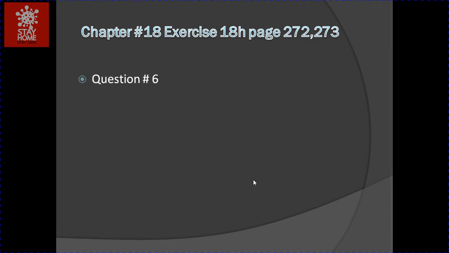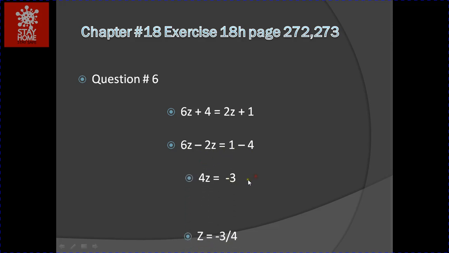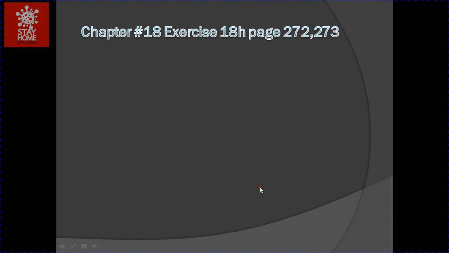So the next, question number 6. 6z plus 4 equal to z plus 1. So when you bring this z to the other side, 6z minus z will be equal to 1 minus 4, not 4 minus 1. It will be 1 minus 4 because 1 is already here. When you bring this 4 to the other side, it will become minus. 6z minus z equal 5z, and it is equal to minus 3. Z equal minus 3 over 5.